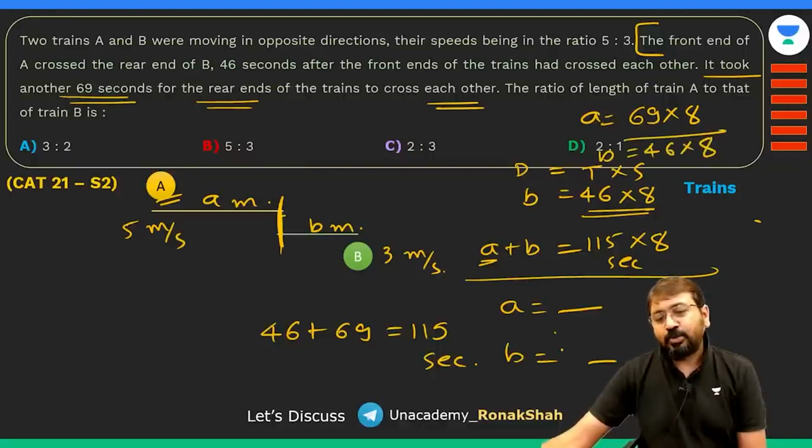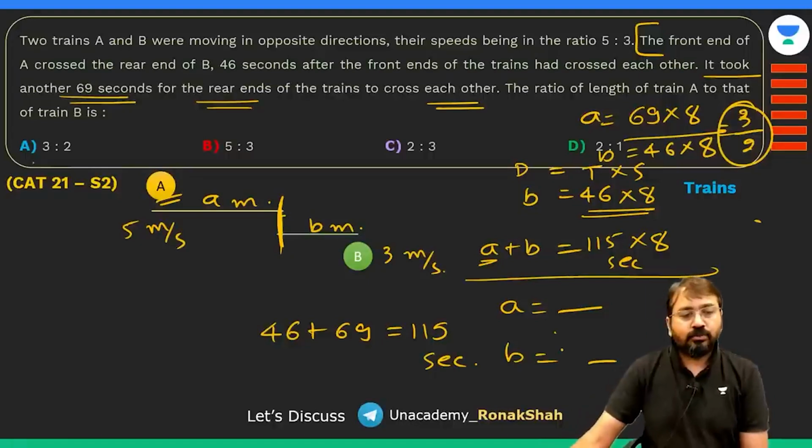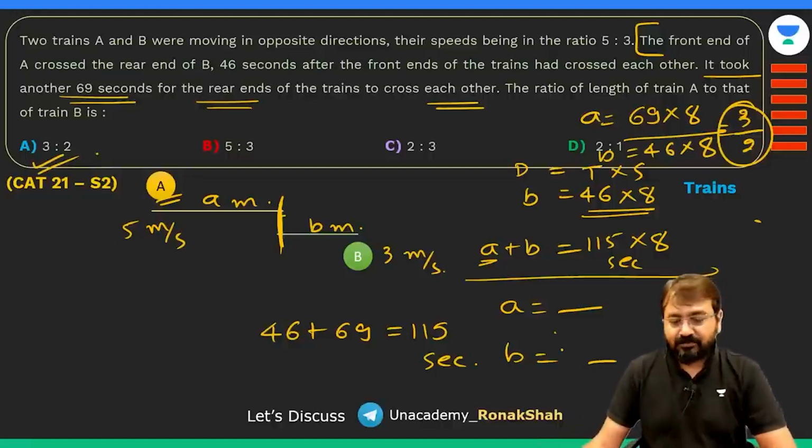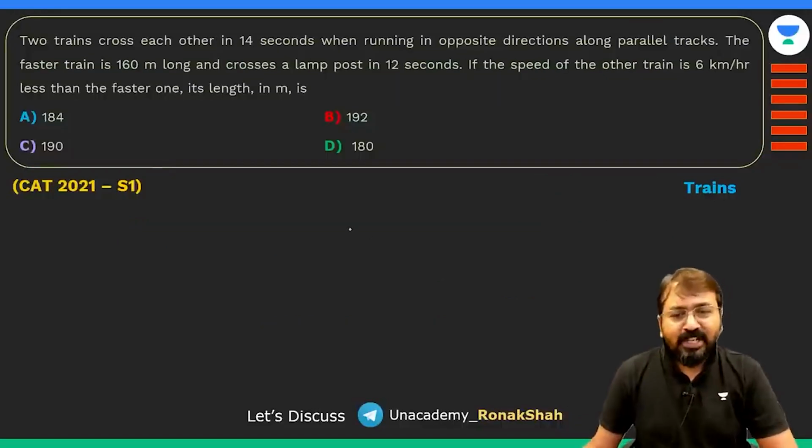So what is this ratio, guys? It's 3:2. That's the ratio, 3:2. Very simple. So I really hope you all have understood this also. Okay? Chalo, let's take one more train question, and this is once again not that difficult.